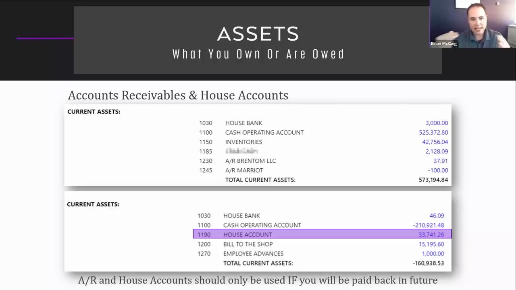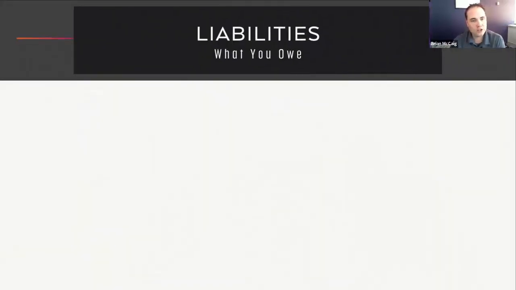Either of these, house accounts or accounts receivables, should only be used if you're going to be paid back for those in the future. All right, next part of the balance sheet is liabilities, right, Sid?